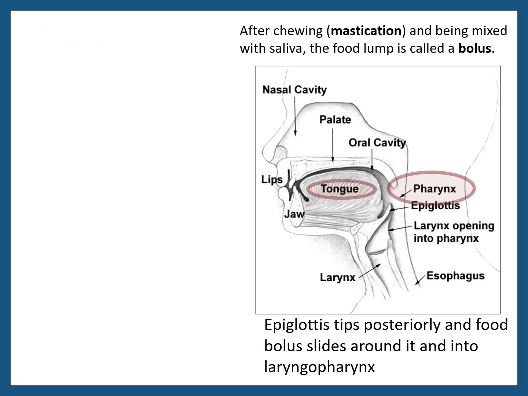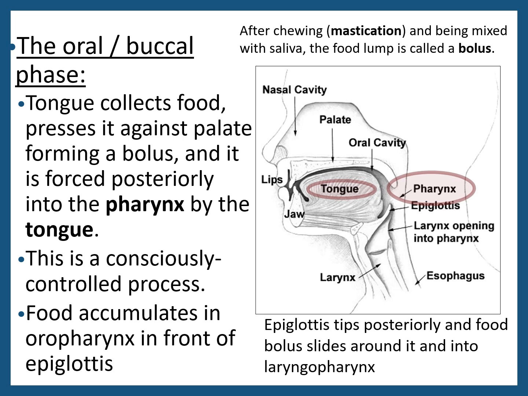Chewing is mastication. During that process, the food is going to start to get mixed up with the saliva, and we now call that food lump a bolus. So the bolus is located in the oral cavity, so we refer to this as the oral phase, and this is when the tongue is going to collect the food, and it's going to press it against the palate, and it's going to form this ball, or a bolus. And then it's going to get forcefully pushed posteriorly into the pharynx by the tongue. And this is a consciously controlled process, right? We can control when we swallow.